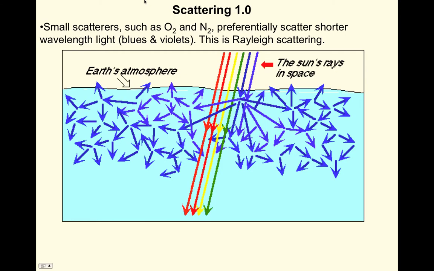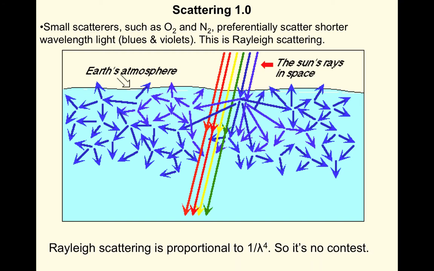Small scatterers, such as molecular oxygen or molecular nitrogen, preferentially scatter shorter wavelength light, blues and violets. This is what's called Rayleigh scattering. Now it turns out that Rayleigh scattering, if you're going to quantify it, is proportional to 1 over the wavelength to the 4th power. And that's just to say that it's a strong function of wavelength. So the smaller the wavelength becomes, the bigger 1 over wavelength to the 4th power becomes, and the more Rayleigh scattering will scatter the shorter wavelengths towards your eye.